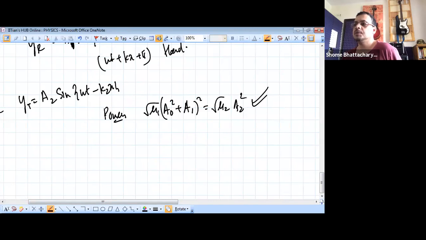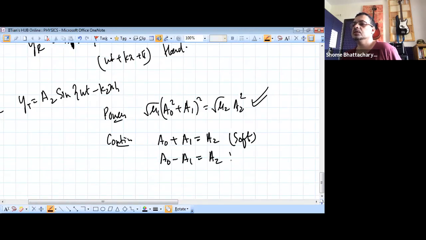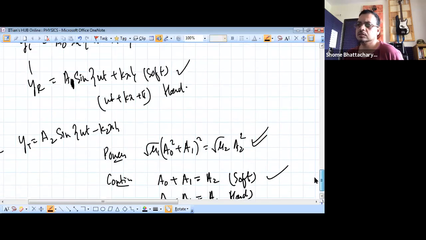So that is your power conservation equation, and then we have the continuity equation. So the continuity equation will tell us that E naught plus A1 is equal to A2 in the case of soft boundary, and this will become E naught minus A1 equal to A2 in the case of hard boundary. That's it. So at exam level, you will just get used to solving by these equations. Basically, you have to concentrate on this equation and this equation.